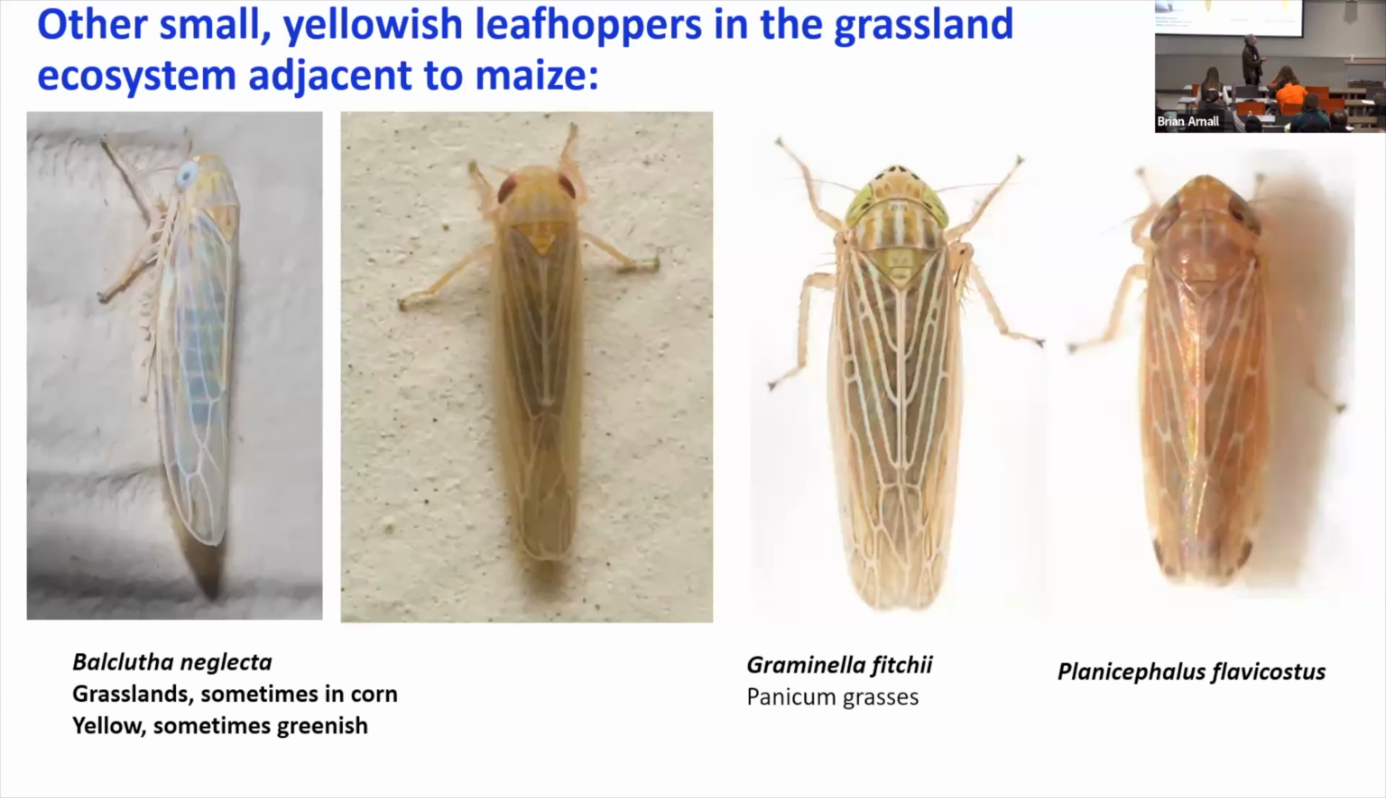All right, other hoppers that you might find in the maize ecosystem. This one is Balclutha neglecta. You see how closely it resembles Dalbulus maidis? It's small, kind of tan, but it lacks those spots. Here's another one, Graminella sonora. This is a Graminella species. It's the same color, but it has 4 lovely spots on the front of the insect. And another one, Planicephalus flavicosta. There's lots of little yellow leafhoppers in maize and grasslands adjacent to maize, and so it could be confusing. So focus on those yellow spots.